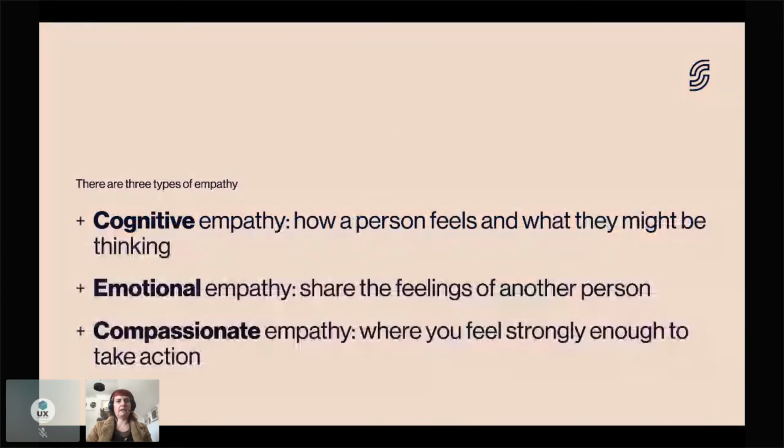So cognitive empathy is how a person feels and what they might be thinking. I think that the example that I did around delightful experiences is really helpful as a framework to get a cognitive empathy scenario. Emotional empathy is how do I share the feelings of another person? And then the last one is compassionate empathy, where you feel strongly enough to take action. Now, I think a lot of designers are already in the compassionate empathy stage because we care enough about the work that we do that we are trying to change the world by the way that we work.